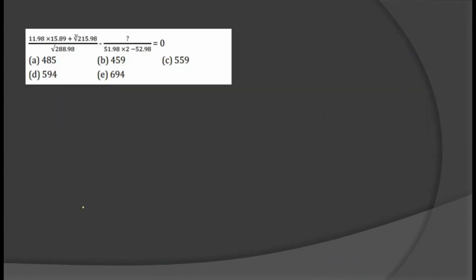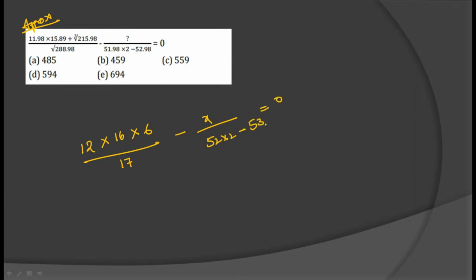Next, go for the simplification. So just approximations. Just go through the calculation. 11.98 means it's a 12. 15.89 is a 16. The cube root of 215 means it's a 16. Divided by root of 218, which is the 17th square. Minus x divided by 52 is multiplied with 2 and 53. We just subtracted here 53. Now the value becomes 0. So what is the value of x here?